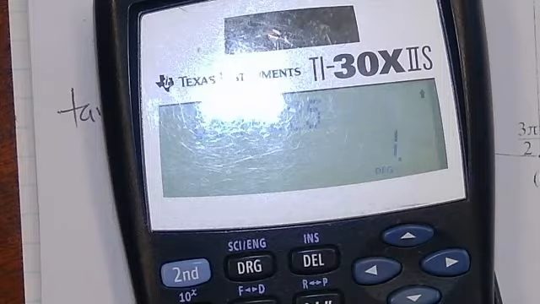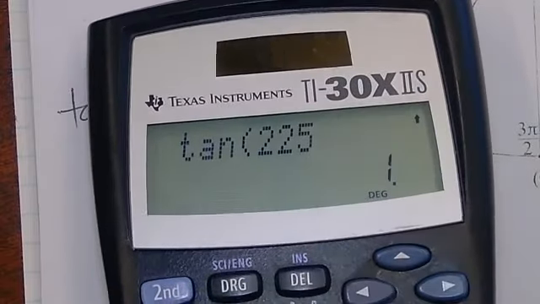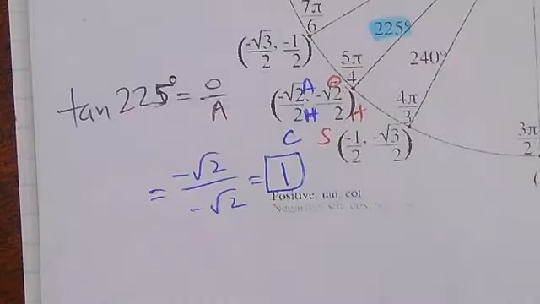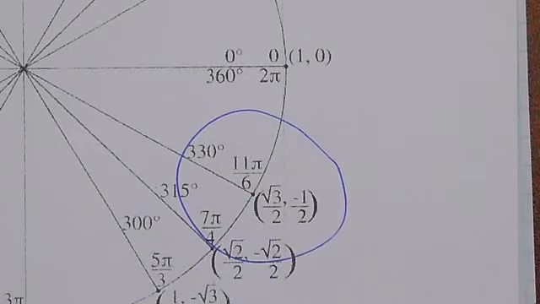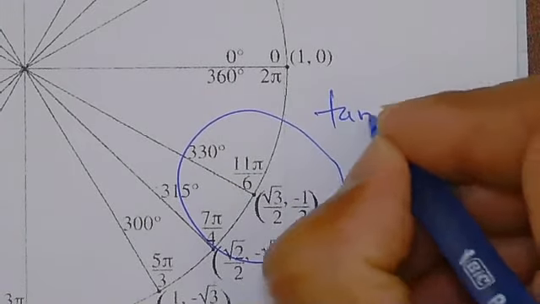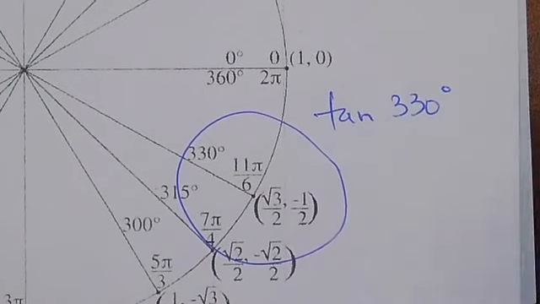Tangent of 225 equals... Calculator agrees. Yeah? All right. Give me tangent of 330 degrees. Do that one real quick, like this new way right here, using TOA.